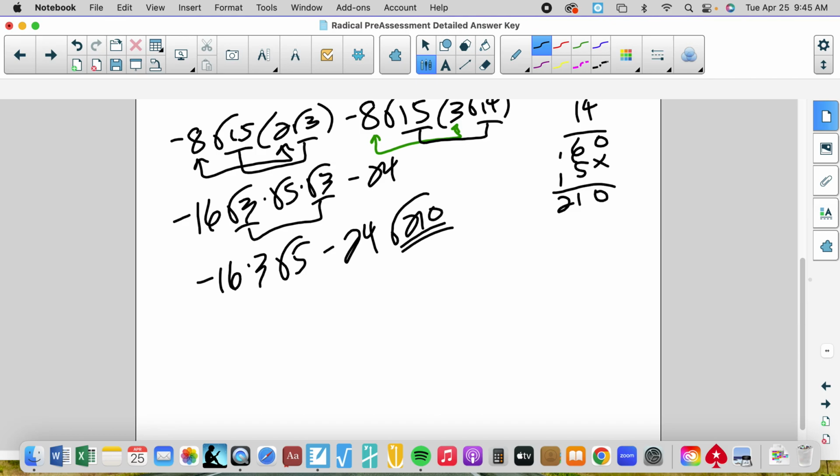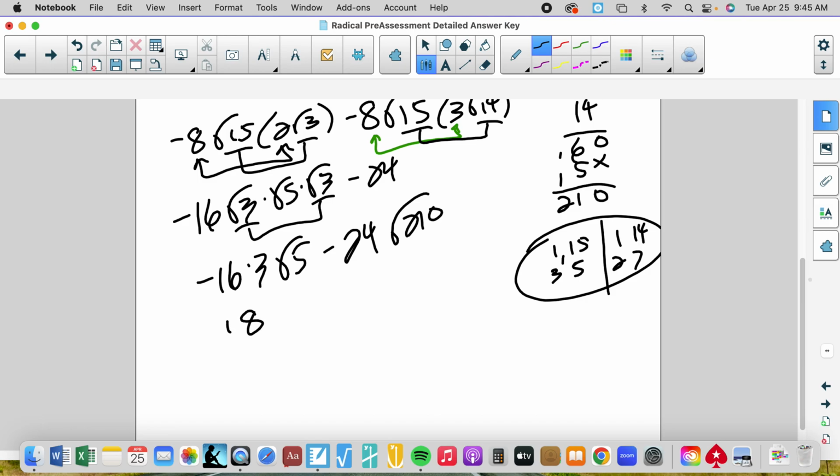Again, 210 feels like we can simplify that, but we know we can't because there's no common factors in 15 and 14. Factors of 15: 1, 15, 3, and 5. That's it. Factors of 14: 1, 14, 2, and 7. There's no common factor, so there's no need for us to break those up. We're just going to have to multiply and make it a product. And there are no perfect square factors or no matching terms. So -16 times 3 is -48 rad 5, and -24 rad 210.